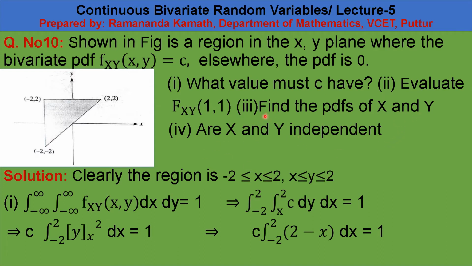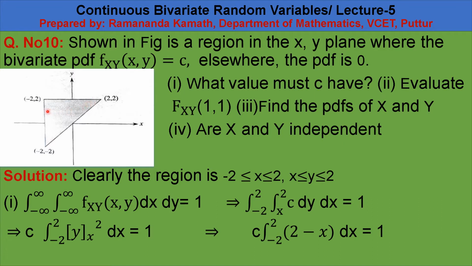So here the region means the x and y values for which the joint probability density function fxy of x comma y is defined, shown in the figure. First, by looking at the figure, you have to identify the x and y values for which fxy of x comma y is c and for which it is 0. So see the figure, the shaded part.